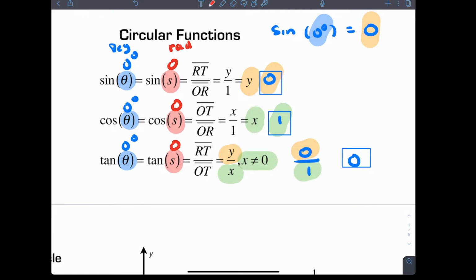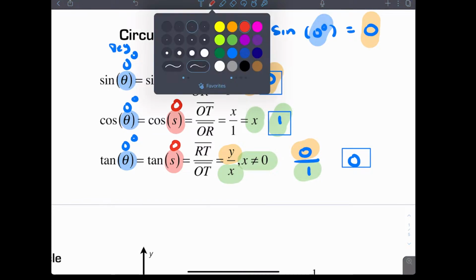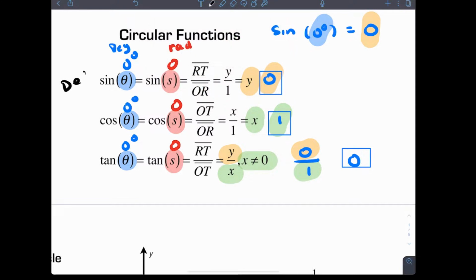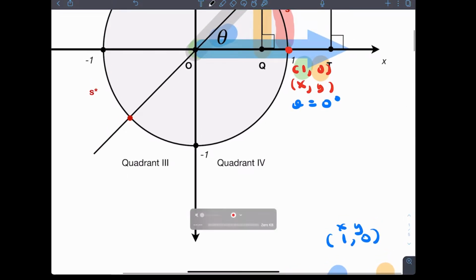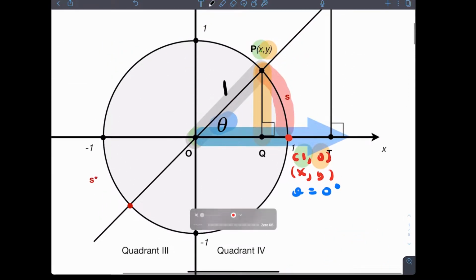What do you guys think about that? Is that okay? That's new. What do you guys have to know? These are the definitions of your circular functions. It's the definitions of them. You know, and it really comes from this picture, so you guys know.